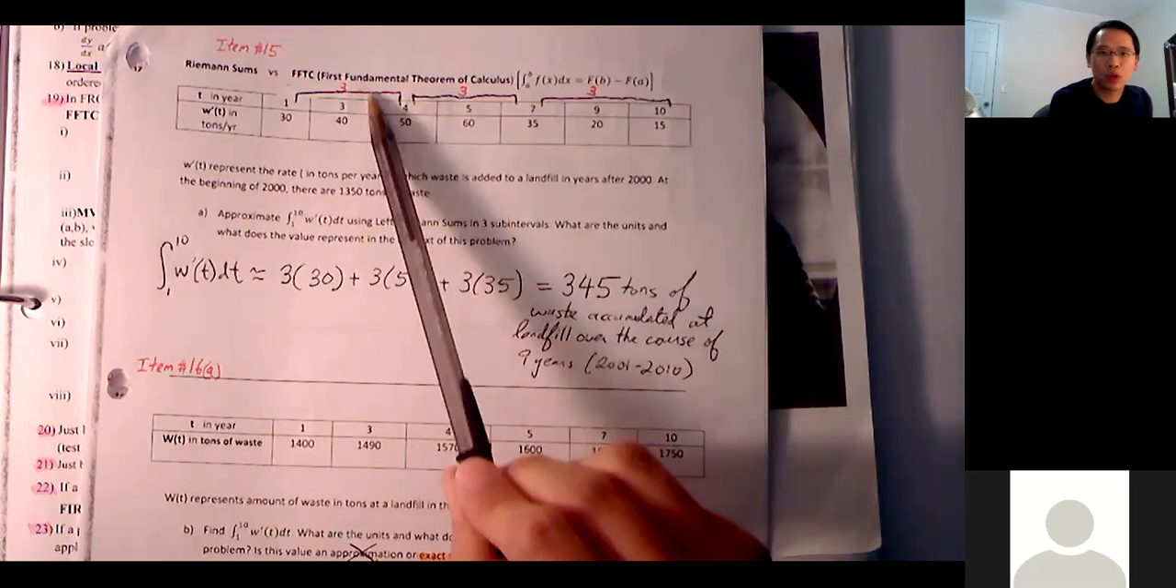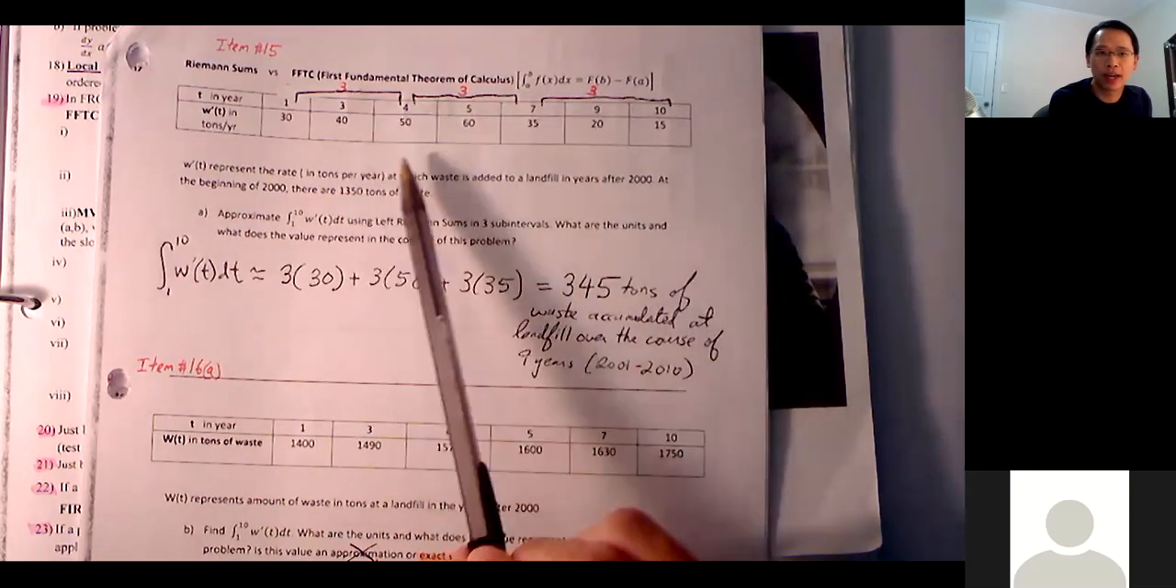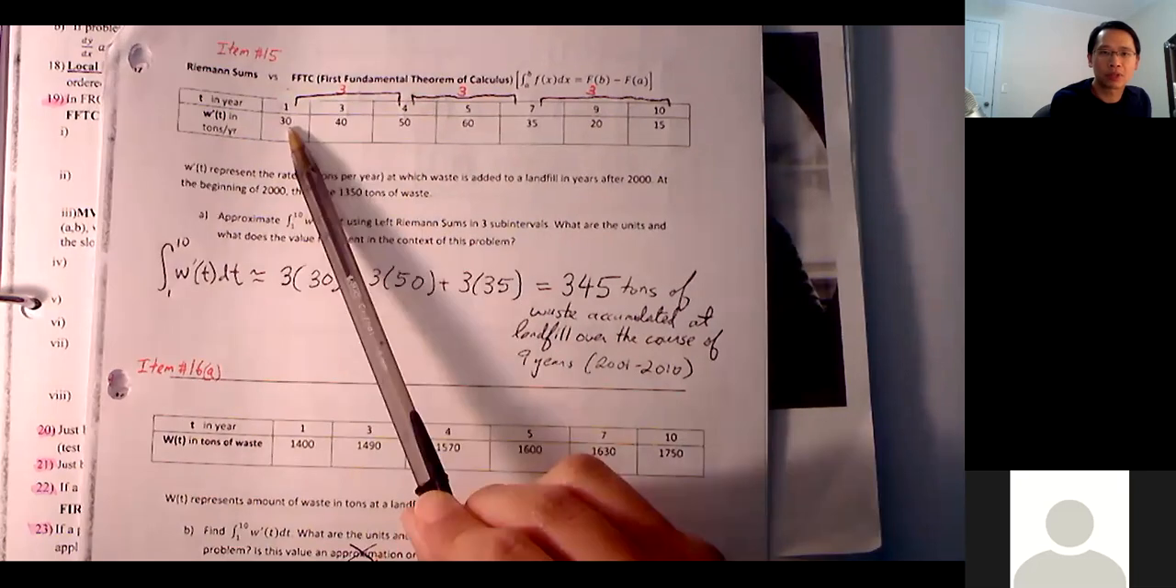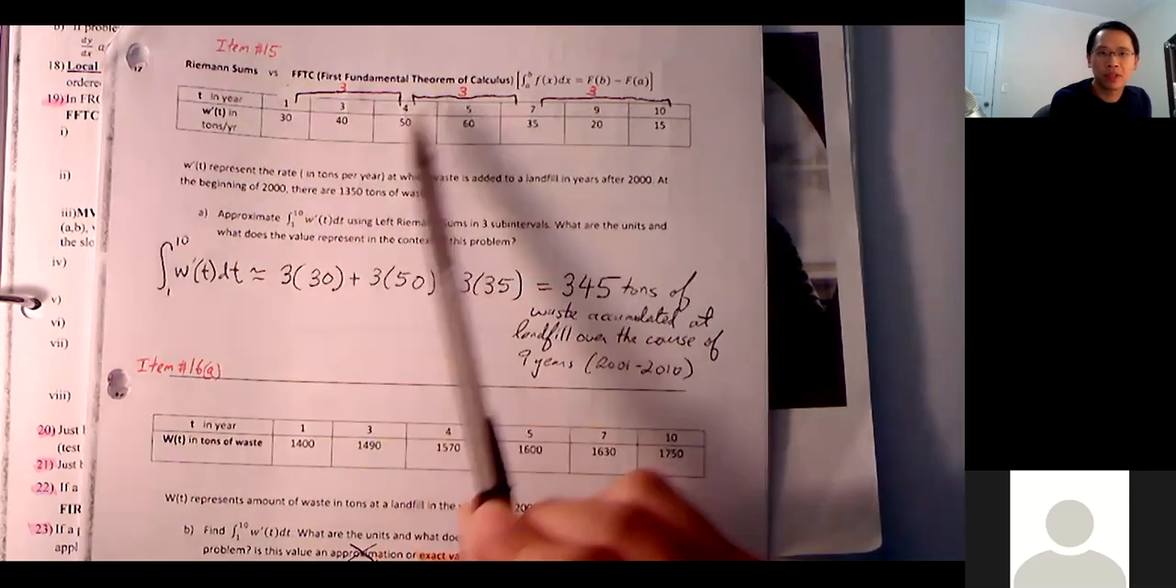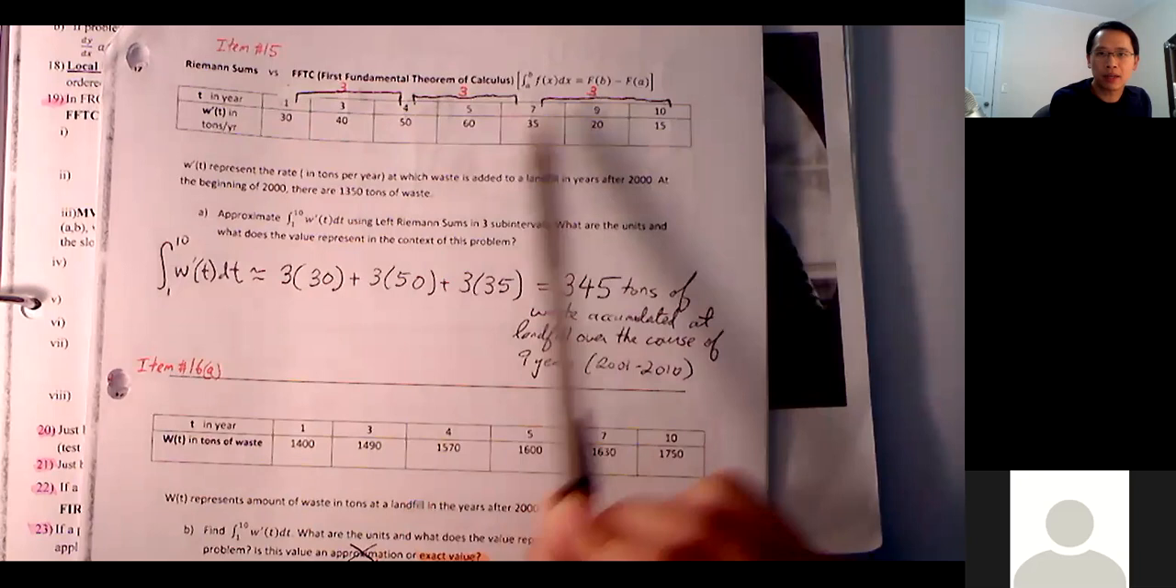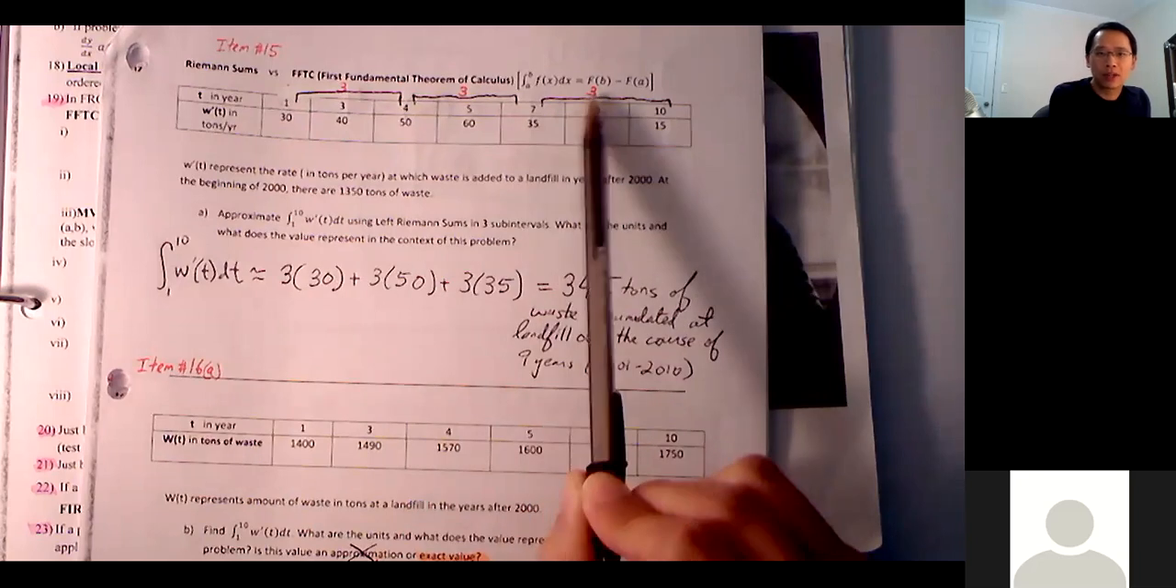And then once we have the width components, we also want to find the height. We want to choose the height that is on the left side. So 3 times 30, that's the left subinterval height. 3 times 50, and then width times height, 3 times 35. And then we get 345.